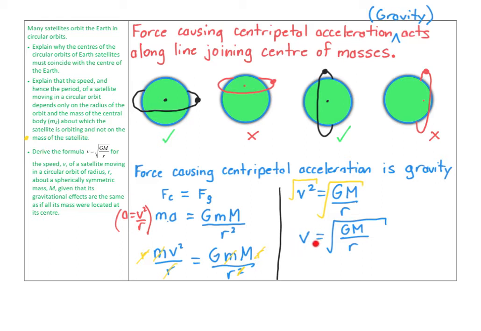So the velocity for this orbiting satellite depends only on the mass of the central object, M, and the radius, and obviously the gravitational constant. So the mass of the actual object isn't in this formula, so it has no effect. The velocity is not dependent on the mass because there is no relationship between the two. Okay.